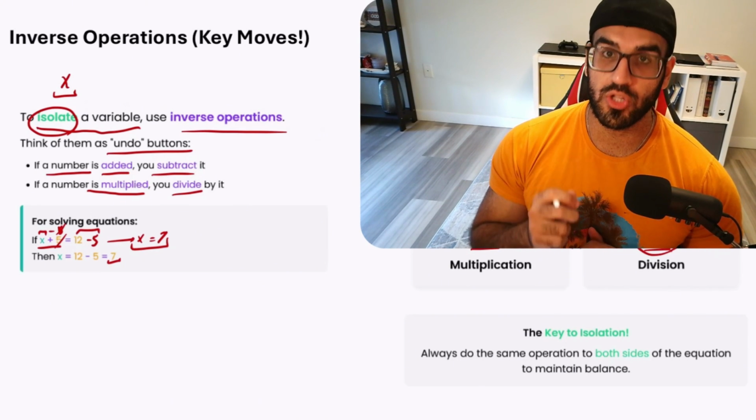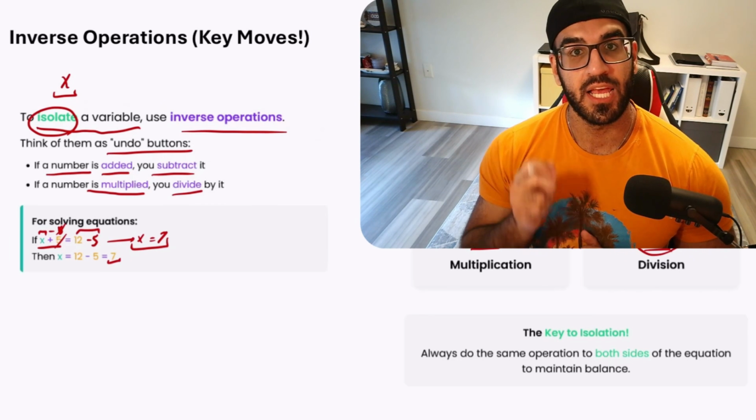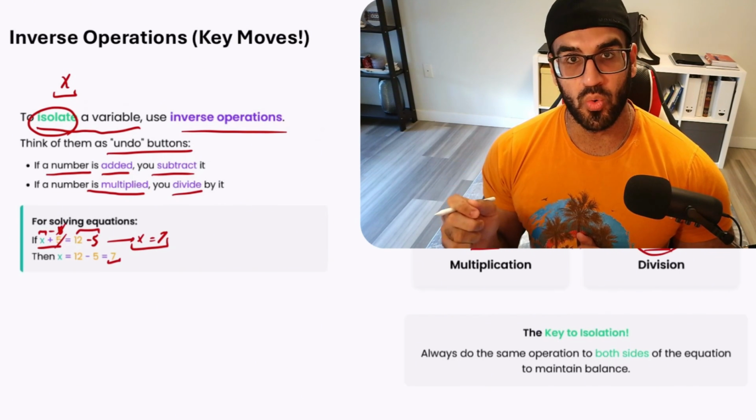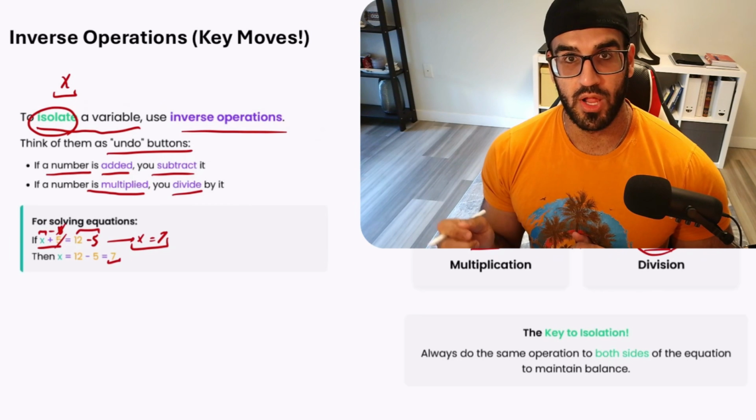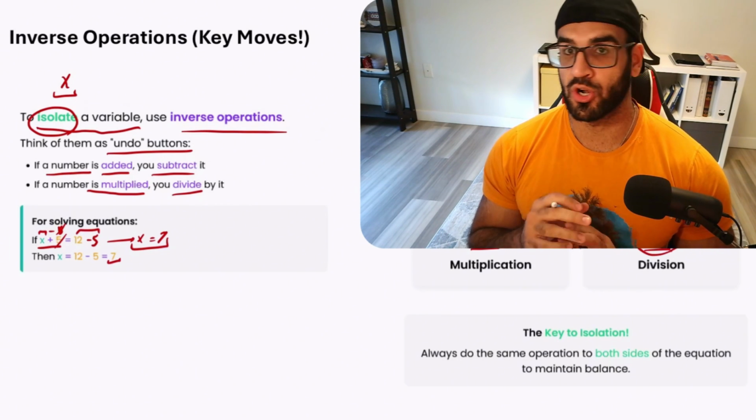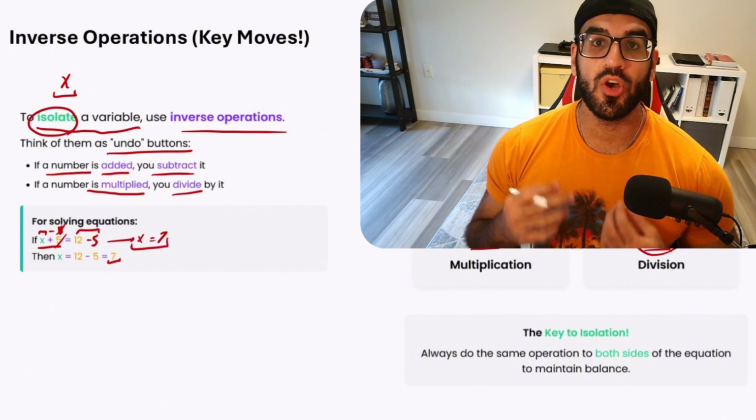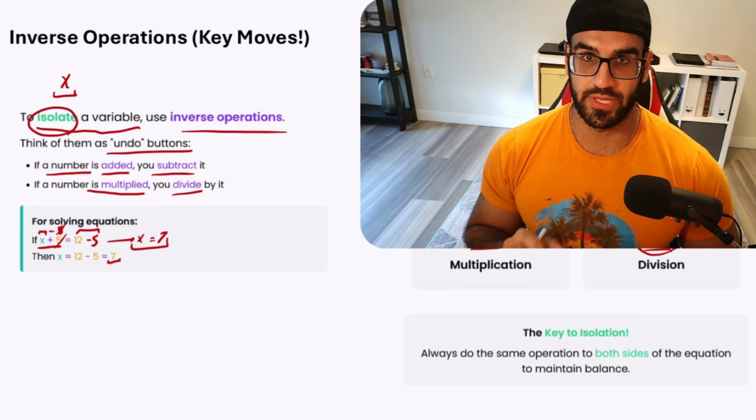Remember, all the time, the question is: what is the unknown, or what is the variable? We are not looking for 2x. We are not looking for 2x plus 5. We are looking for x and only x.